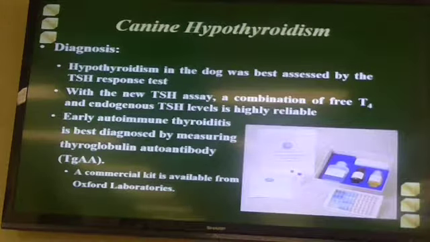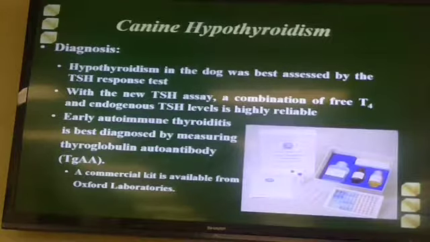So diagnosis. What do you think the best way to diagnose canine hypothyroidism would be? The gold standard in the past was the TSH response test. In other words, I administer TSH, what should the normal thyroid produce? It should produce thyroid hormone, right? And you can measure either T3, T4, or free T4, and it should go up. If I gave TSH to an animal and I didn't see a change, what could that tell me about my thyroid? It's non-functional. There are some things which affect it, but that used to be the gold standard.